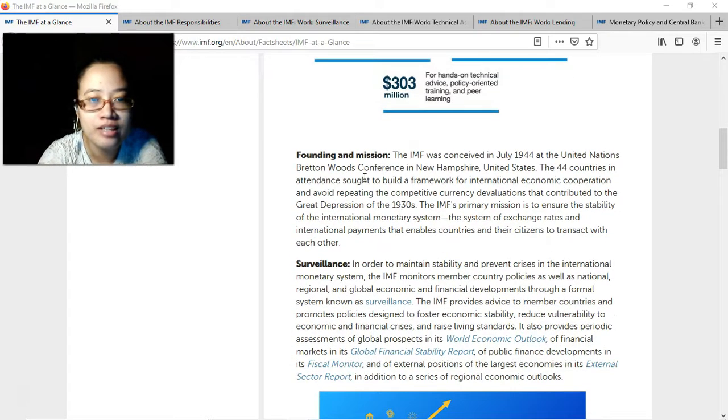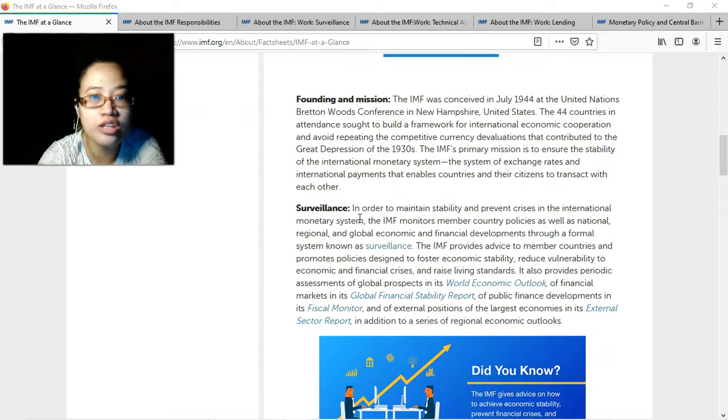Okay. So reading on, founding and mission. The IMF was conceived in July 1944 at the United Nations Bretton Woods Conference in New Hampshire, U.S. The 34 countries in attendance sought to build a framework for international economic cooperation and avoid repeating the competitive currency devaluations that contributed to the Great Depression of the 1930s. So the IMF's primary mission is to ensure the stability of the international monetary system, the system of exchange rates and international payments that enables countries and their citizens to transact with each other.